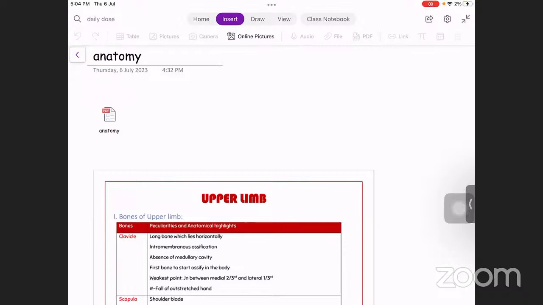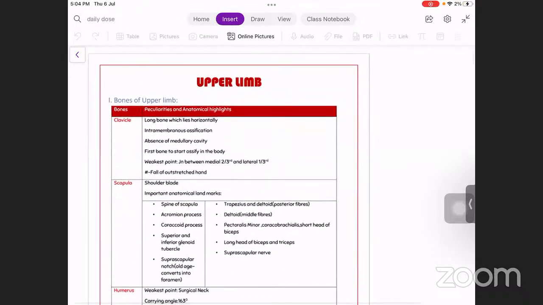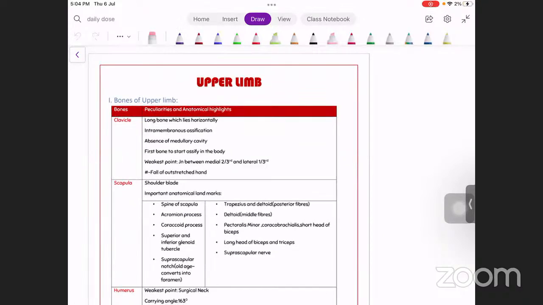The first region is going to be your upper limb. Speaking about the upper limb, the first area of interest is the bones of the upper limb. What are the bones of the upper limb? We have the clavicle, scapula, humerus, radius, ulna, carpal bones, metacarpal bones, and phalanges. Yes or no? Now we are going to discuss the important highlights of the clavicle.